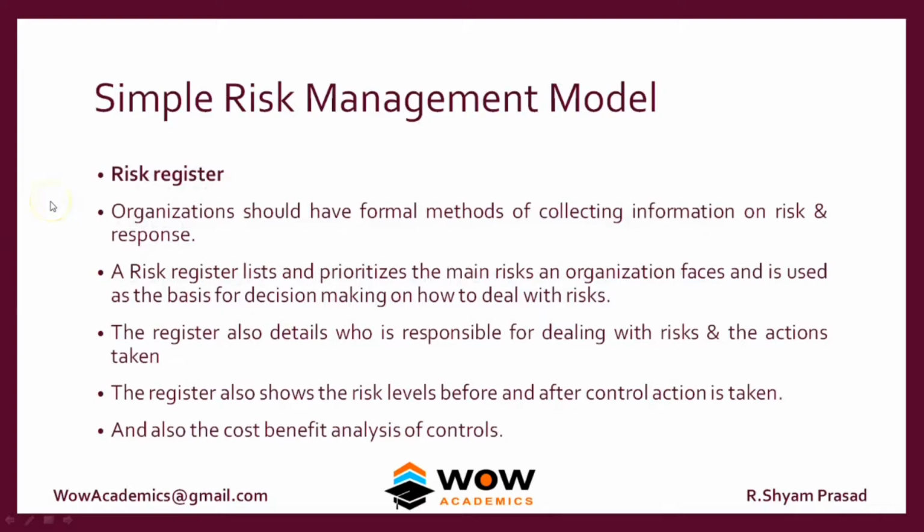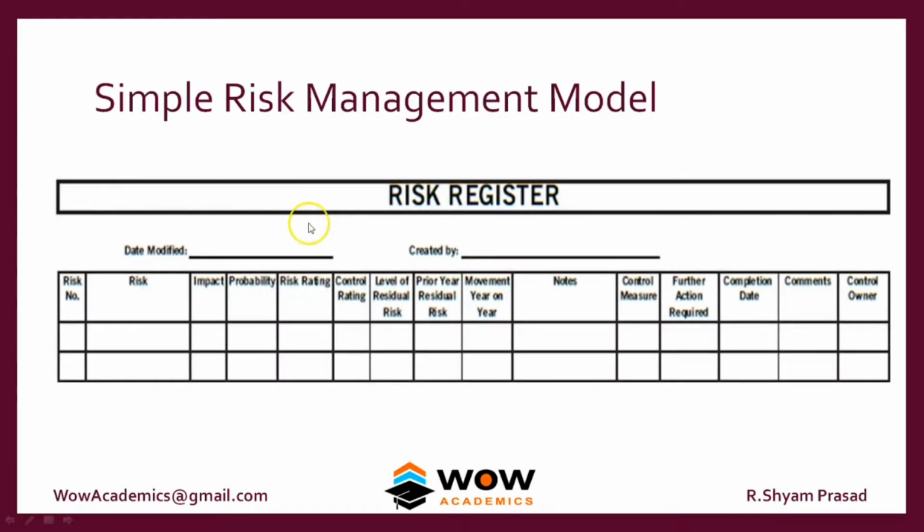So once we know that there are risks in our company, we have to formally record them in one single place. That is called a risk register. A risk register has a number of risks. What is that risk? What is the impact, probability and rating? This we will see later. Control rating, level of residual risk, prior year residual risk. These again we have to see in a later slide.